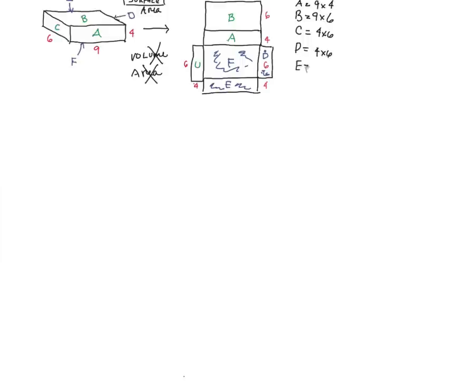E is 4 by 9. And F is 6 by 9, or 9 by 6, as you can tell. You notice how they're connected? You know, B and F are about the same. And here we go, A and E are the same, and C and D should make sense, okay? So, and here we just add them together.